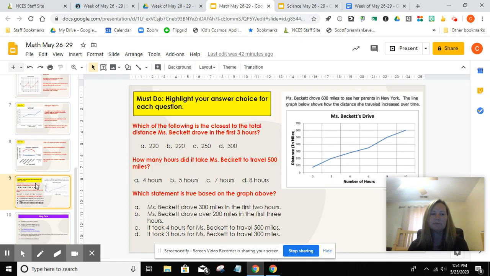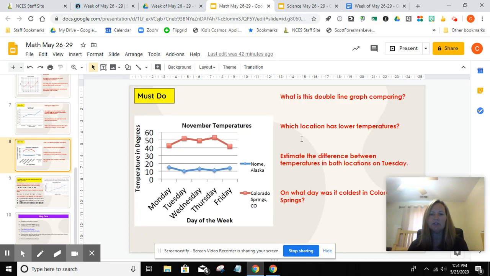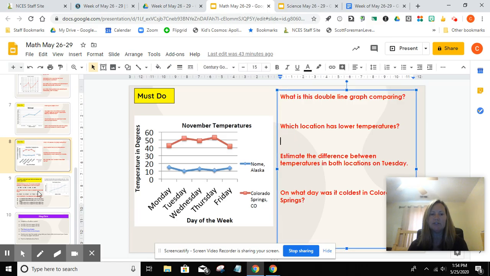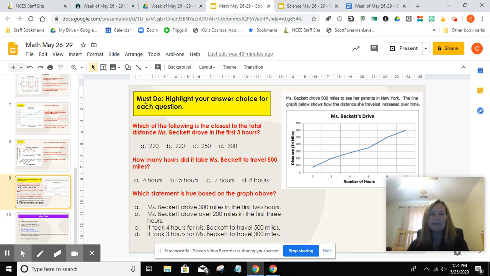This one is a little bit different than the other ones because here you're going to have to actually type in your answer. Slide 9, it is still a must-do as part of your independent practice, but here you're using this graph and you're going to just highlight your answer. So this is giving you multiple choice. Just based on what you see here, choose the correct answer.